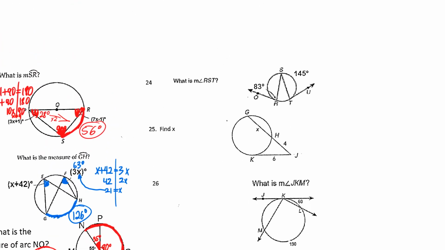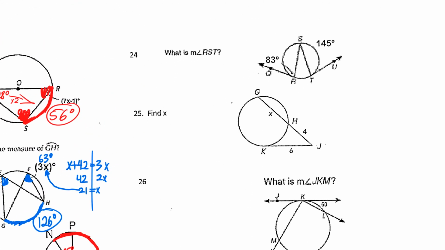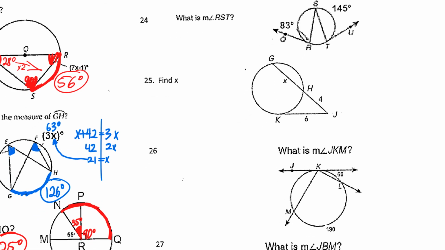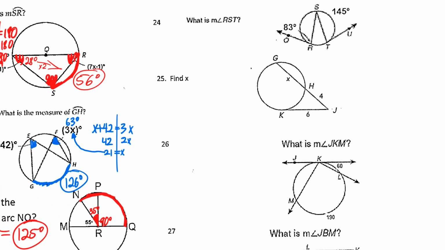Okay, so should be good there. Okay, number 25. How would we set this one up? Good. So 6 squared equals x plus 4 times 4. The tangent piece squared equals the whole thing times the outside. So you get 36 equals 4x plus 16. Subtract 16 from both sides. 20 equals 4x, which means x equals 5.